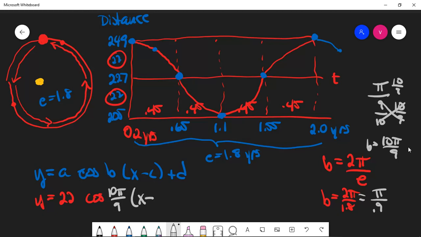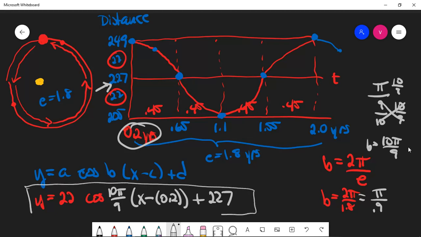Now, x minus the start. What's the start? 0.2 years, plus D, which is the vertical shift, 227. Now, at any one time, you have to kind of draw a graph here. From the graph, you can determine the equation. And from the equation, now you can model where Mars is at any point in time.